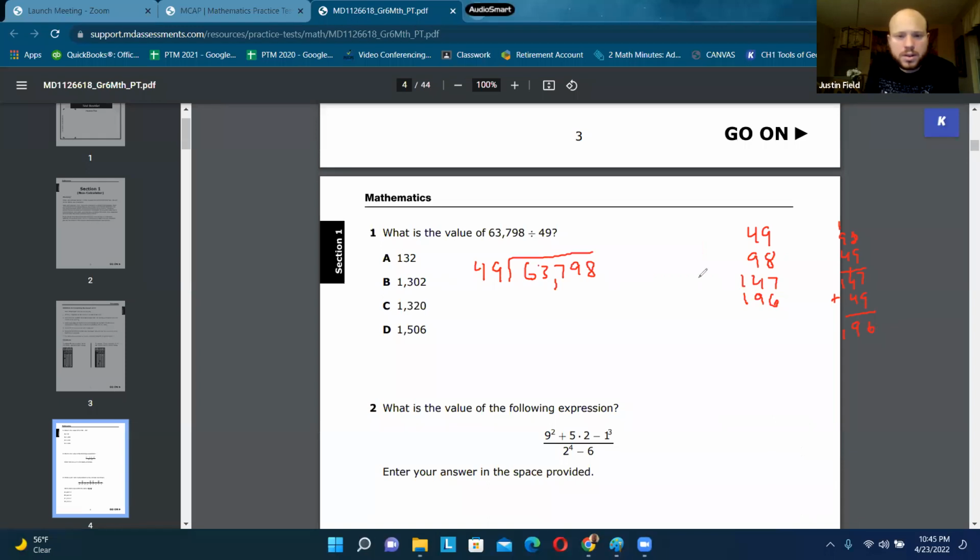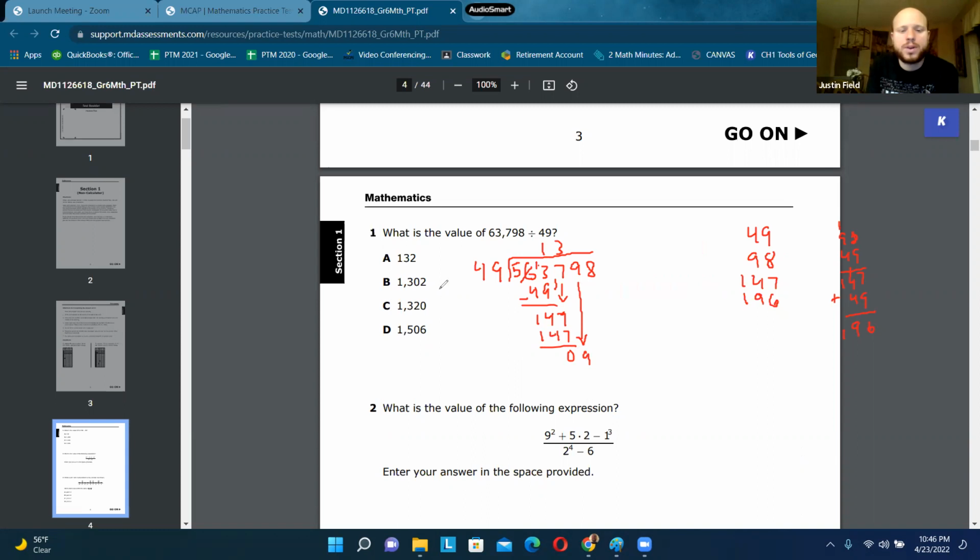Okay, let's see if that'll serve us. So 49 goes into 67 one time. Okay, and then multiply. 1 times 49 is 49. Subtract. 67 minus 49 is 18. Bring down the 9. 49 goes into 189 three times. 3 times 49 is 147. Subtract. 189 minus 147 is 42. Bring down the 8.